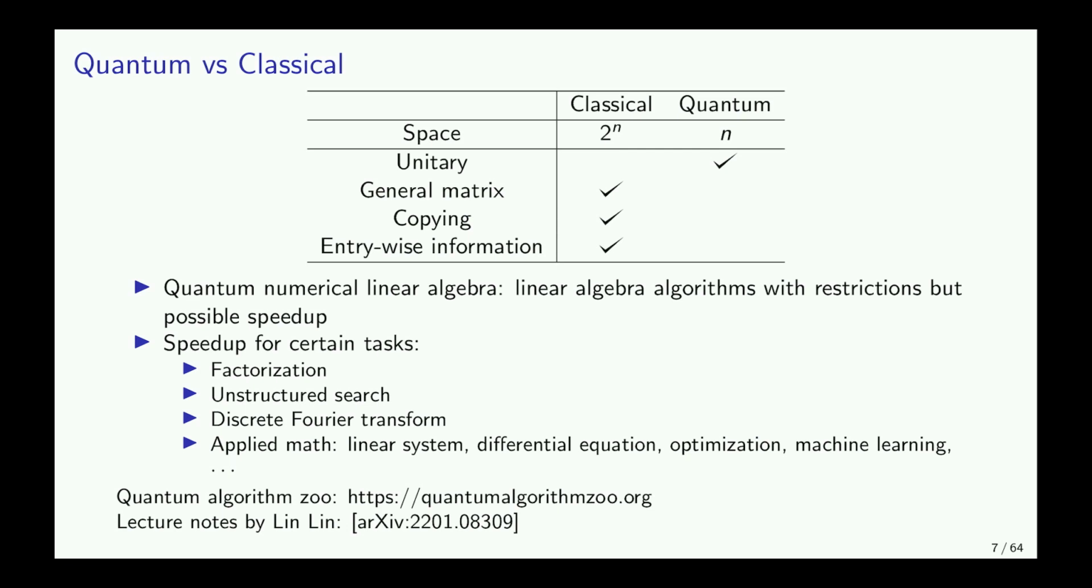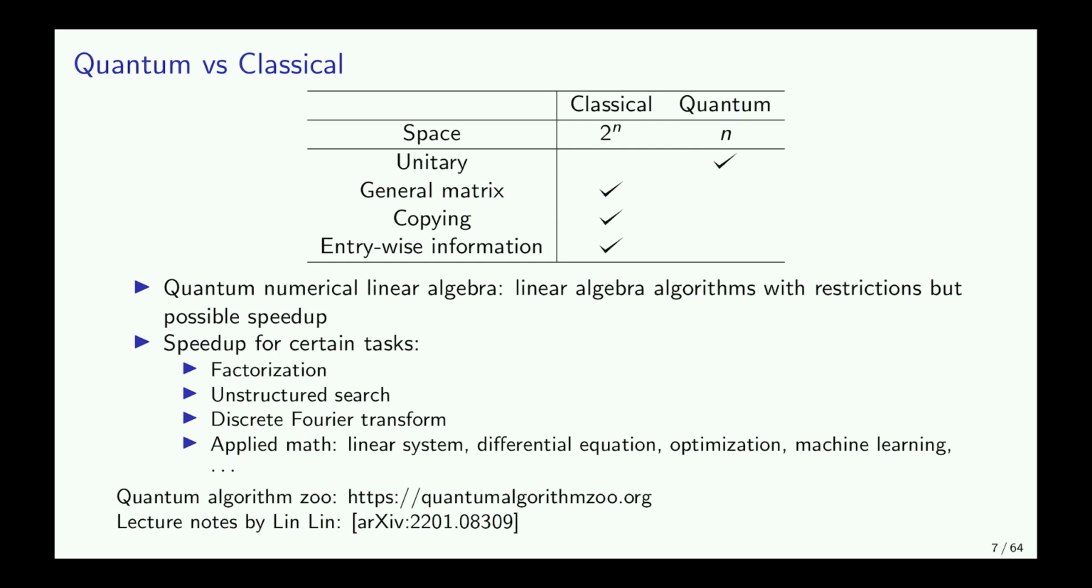For quantum algorithms, there have already been speedups found for certain tasks. Not all of them are in quantum numerical linear algebra, but we have probably already heard about factorization by Shor's algorithm, and maybe unstructured search or the discrete Fourier transform. And from linear algebra and applied math, we have algorithms for linear systems, differential equations, optimization, and machine learning. I think you will learn a lot from the tutorials happening this week.